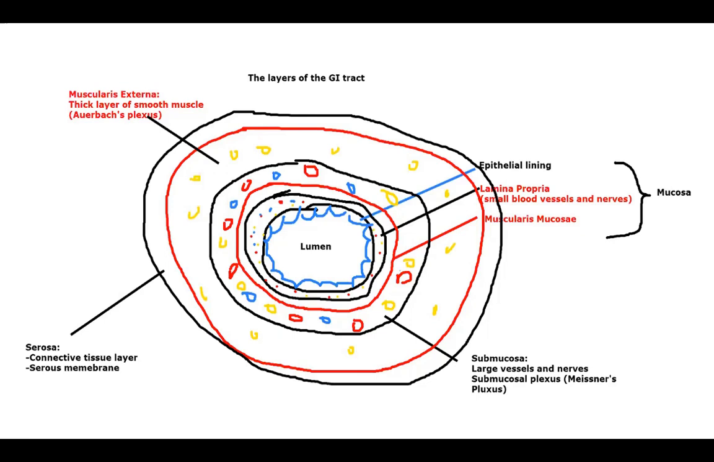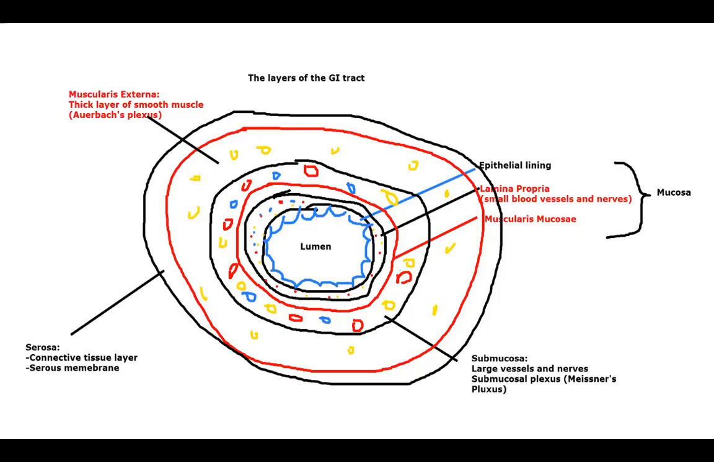Underneath the lamina propria, there is the muscularis mucosae, and these three layers together form the mucosa. So I'll just go over that again here. The mucosa is formed by the epithelial lining, nothing but cells, so cells stacked neatly against each other is the epithelial lining.